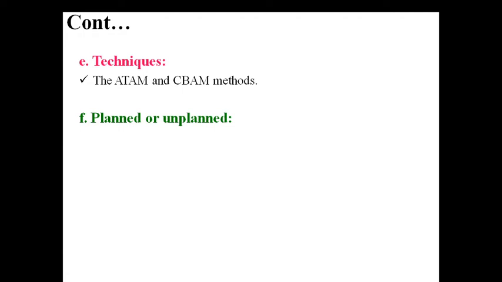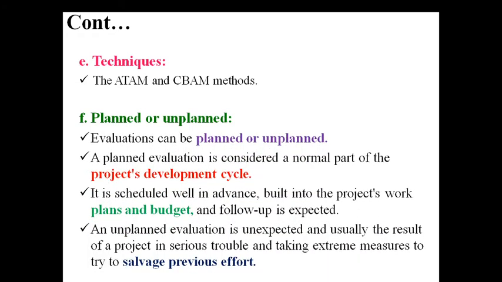Next one. Planned or unplanned, of course that is up to you. If you plan perfectly, you may get the output. If you do not plan well, you may get bad output, right? Evaluations can be planned or unplanned. Based upon planned or unplanned, the budget may vary and the effort may be lost. An unplanned evaluation is unexpected and is usually the result of a project in serious trouble, taking extreme measures to try to salvage previous effort. It can be both planned or unplanned.